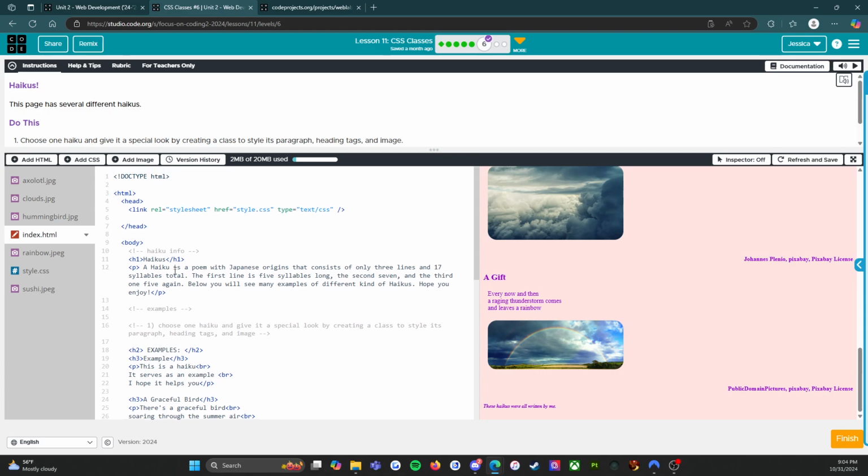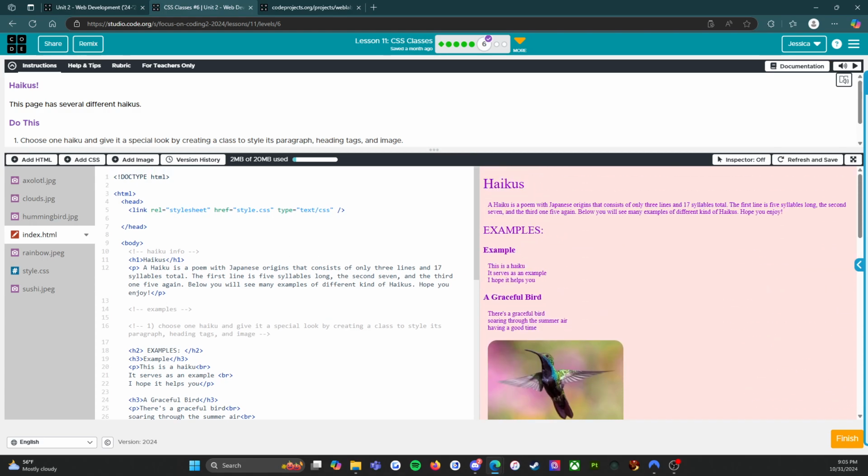All right? So your job is to pick one of these and give it a special look by creating a class to style its paragraph, heading tags, and image. Now, I will tell you that a lot of people who've gone before did not follow the directions and so did not get full points because, again, the directions say choose one haiku and give it a special look by creating a class to style its paragraph. So that's one thing. The heading tags, that's the second thing. And the image, the third thing. So all three things need to have that class. All right, so that's a big hint to help you.